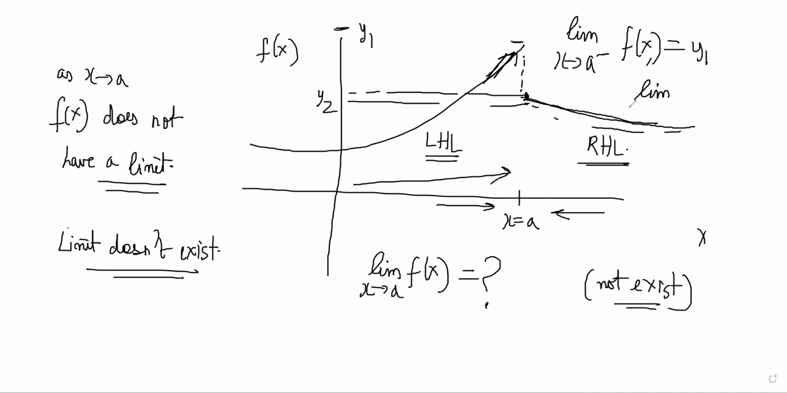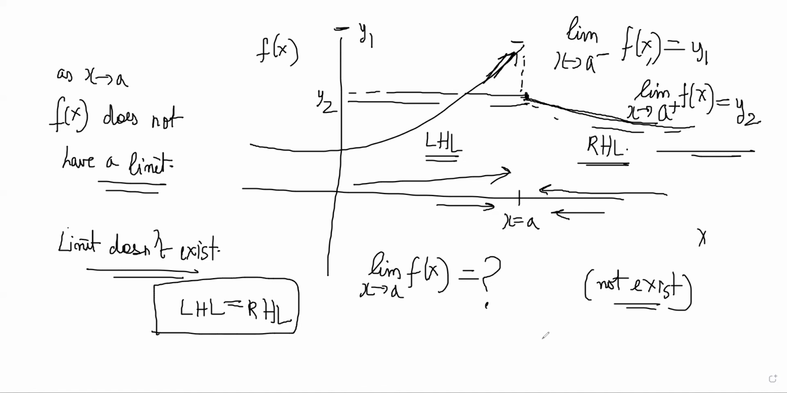And we can also say limit of x tends to a plus in that case, right? F of x, in that case, a plus, it is y2. By a plus, we mean you're coming from the positive side of a, from this side. So we can say left hand and right hand limits exist, but LHL must be equal to RHL in order to say that this limit exists, the full limit.